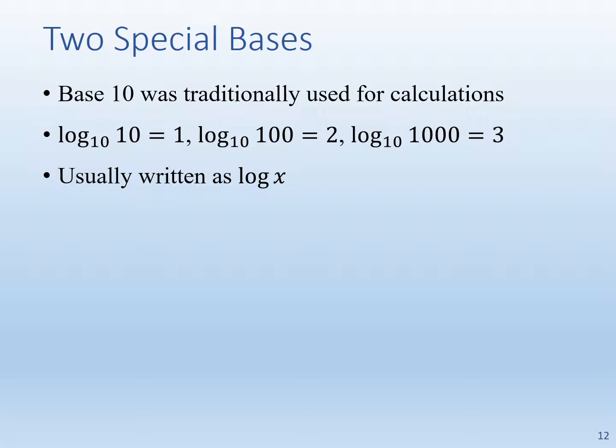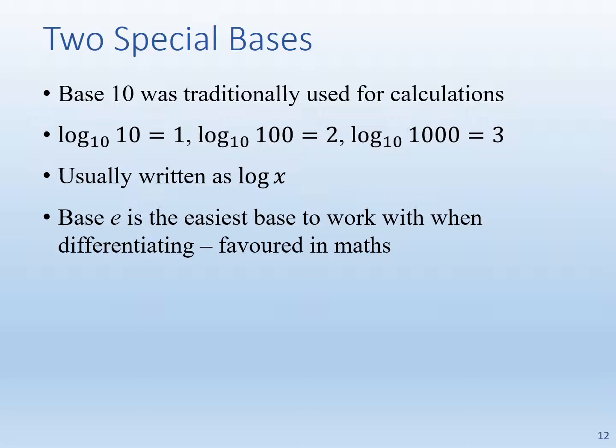However, in some textbooks, you might see that log x actually refers to a log base e, which we'll have a look at next. Now, e is the easiest base to work with in mathematics, for example, for differentiating, so we tend to use that base more often in maths. And it's just written as log base e, or natural log, abbreviated to ln. So natural log of x really means the log base e of x.